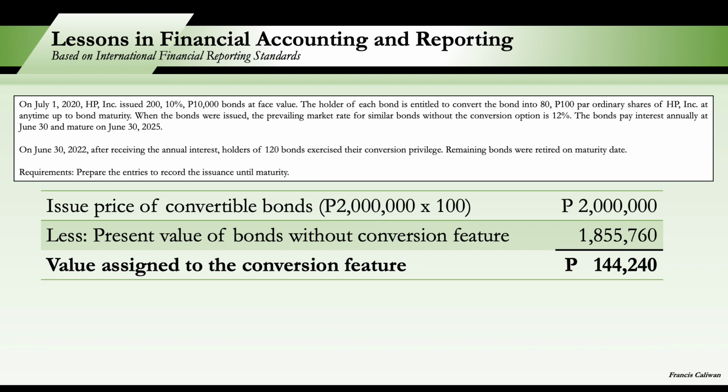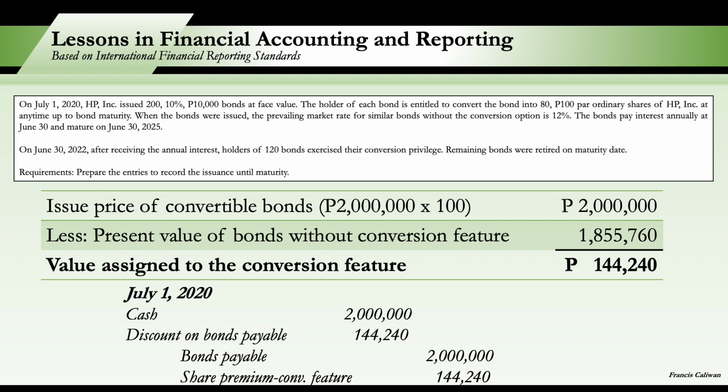Since we have already determined the needed amounts for our entry, we can now prepare the entry for the issuance of our convertible bonds. So debit cash for 2 million, that is our issue price. Another debit for the discount. Why do we have a discount?